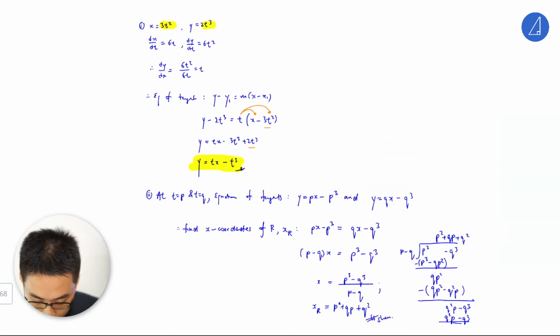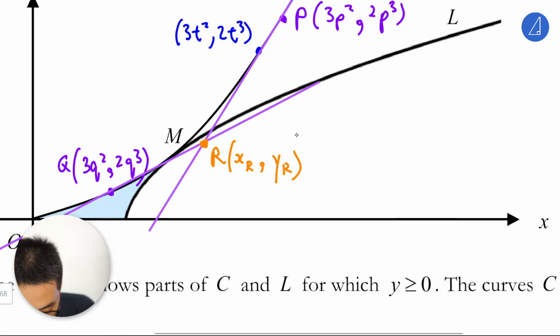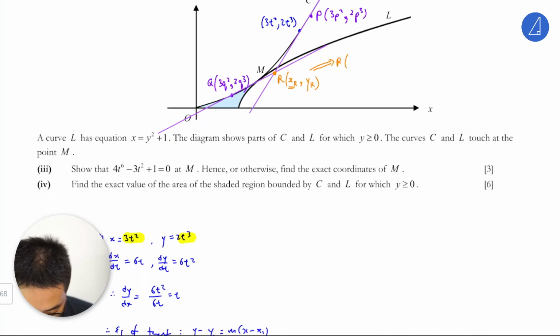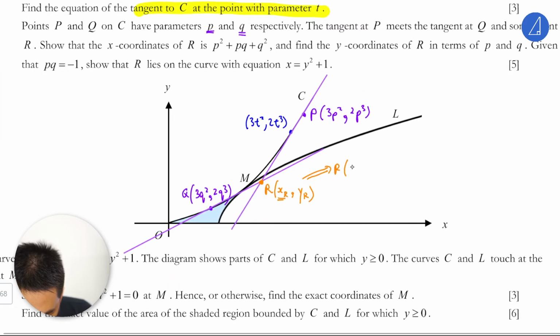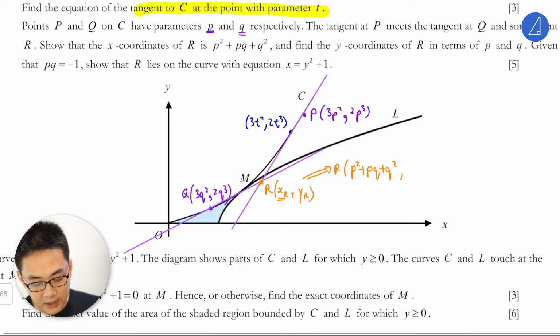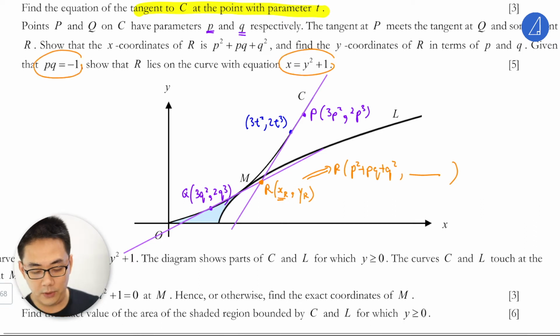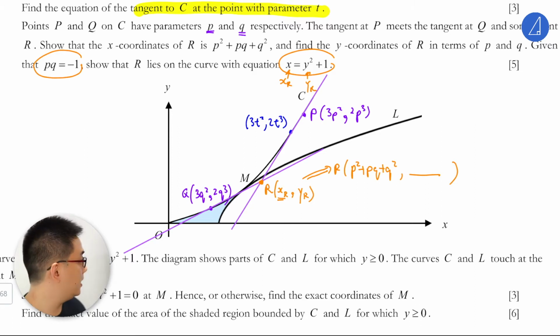Now just have an idea that now this R here, we already found out what is our XR here. So you get this as P square plus PQ plus Q square, right? Now the most sensible thing is to just find what is YR, right? Because you want to show that given that PQ is -1, show that R lies on this curve. So you can essentially sub this XR in, and this is YR inside here, then you should satisfy the equation. So that's the whole idea there. You can show just like that because you're given the equation.